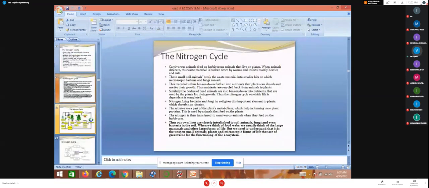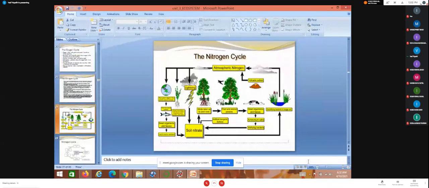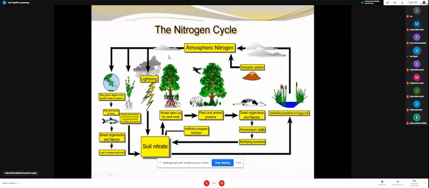And we have the nitrogen cycle. So what happens in the nitrogen cycle? Nitrogen, you must be knowing, is an important part of the amino acids, and it forms an important part of the ribonucleic acid also, right? So it plays an important role in DNA formation.